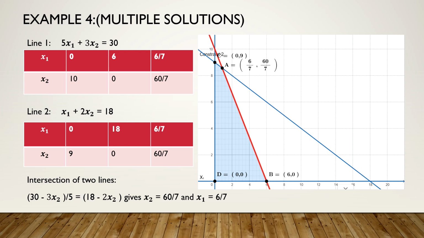Again, from the first equation, you can express either x1 or x2. So suppose from the first equation you have x1 as (30 minus 3x2) by 5. From the second equation you have x1 as 18 minus 2x2. So equate both the x1s. You can equate both the x2s also. In short, equate both of these lines. So you will get x2 as 60 by 7 and x1 as 6 by 7. So the intersection point of the two lines, which you can see in the graph also, is (6 by 7, 60 by 7), which is one of the corner points.